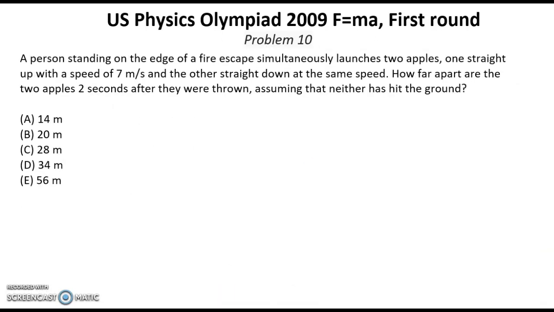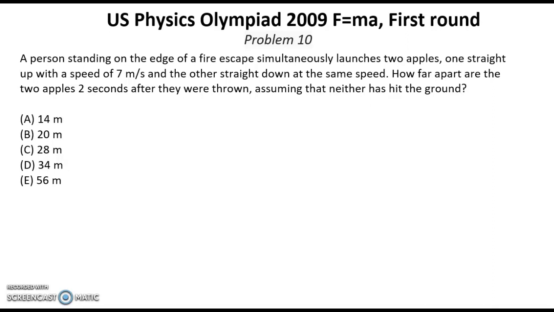Correct. Problem number 10. A person standing on the edge of a fire escape simultaneously launched 2 apples, one straight up with a speed of 7 meters per second and the other straight down at the same speed. How far apart are the 2 apples 2 seconds after they were thrown, assuming that neither has hit the ground?